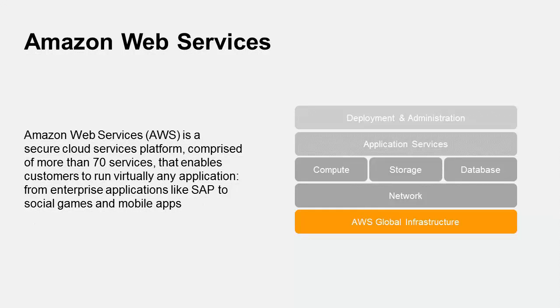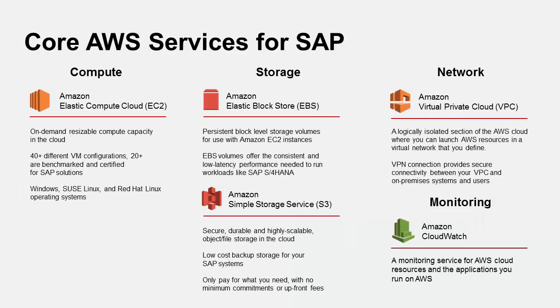So for those of you not familiar with Amazon Web Services, AWS is a secure cloud services platform comprised of more than 70 services that enables customers to run virtually any application, from enterprise applications like SAP to social games and mobile apps. As I mentioned, there are currently over 70 services within AWS. I'd like to now focus on the core services most relevant for SAP Solutions.